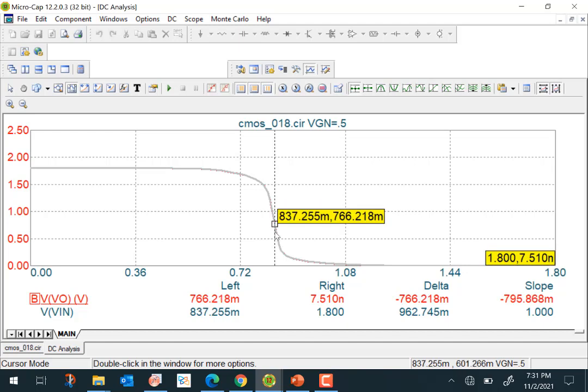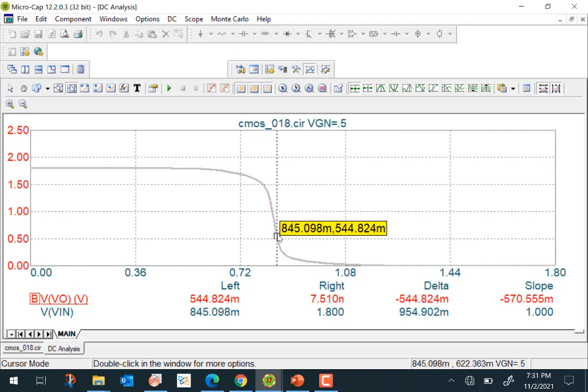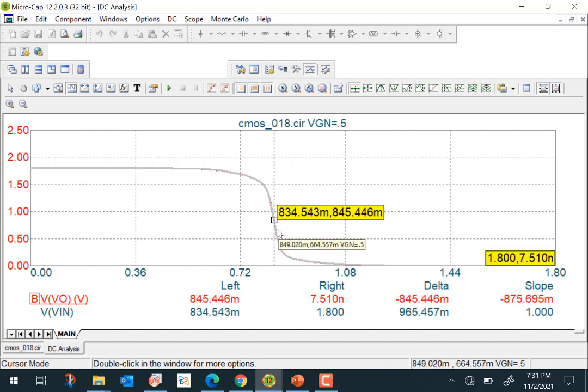All right, somewhere here. So it's close to 840 millivolt. Note that 1.8 is the supply voltage. An ideal or symmetrical VTC would have given us half of 1.8, which is 0.9. In our case, we are getting 0.845, which is close to that value, right?